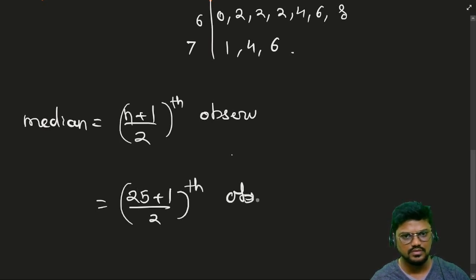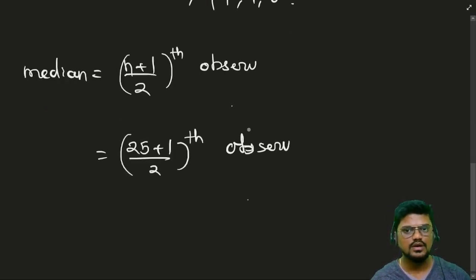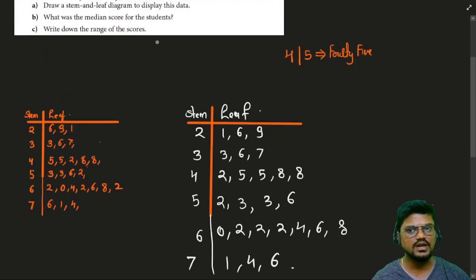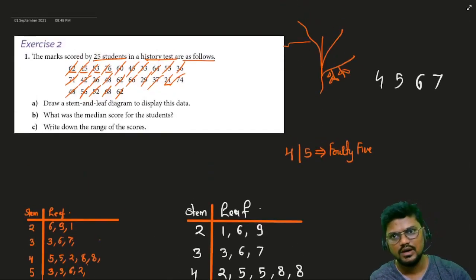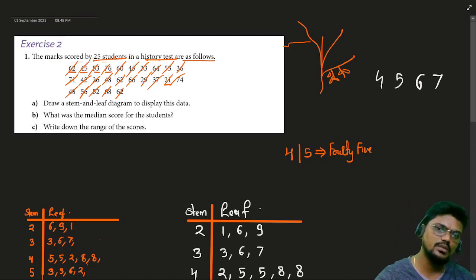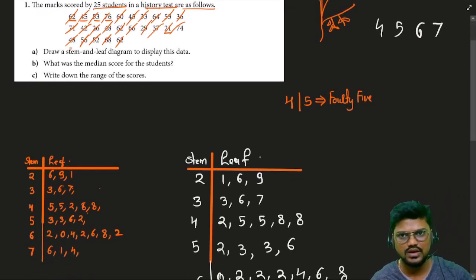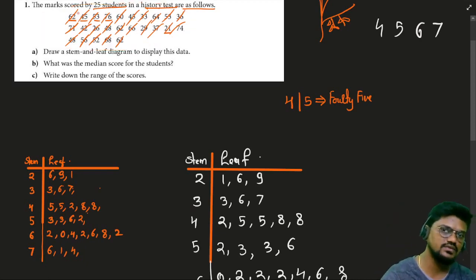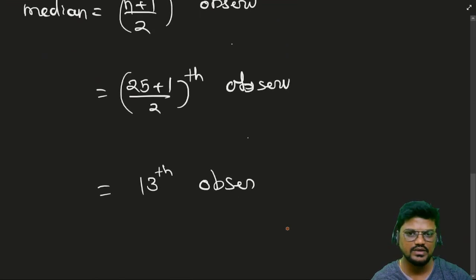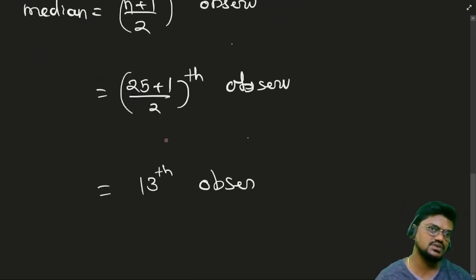Why did you take 25? Because there are 25 readings in it. The marks scored by 25 students they have given. The total number of readings which we have is 25. Even if you count the total numbers, there are 25 numbers given on the screen. So that's why there are 25 students. So the 13th observation is your median.